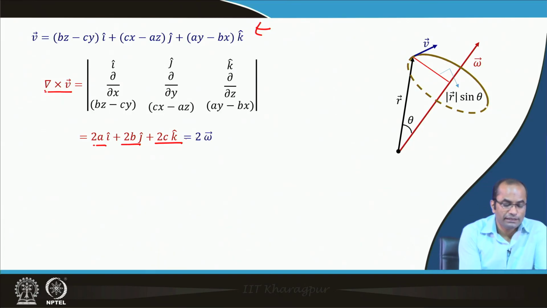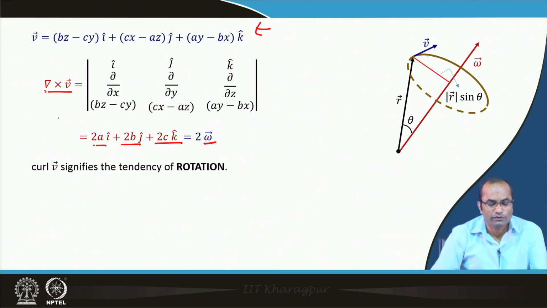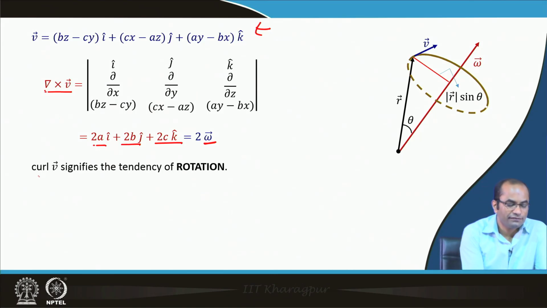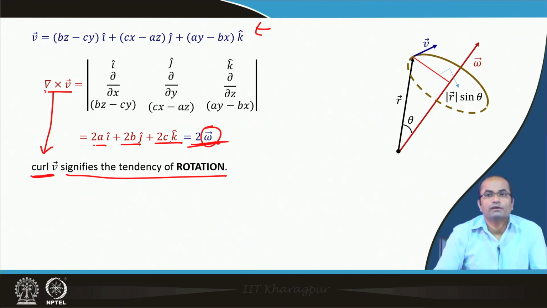So, what does that mean? That this is 2 times the omega. Here we have the curl v equal to 2 times this omega, which is the angular velocity. What it signifies is that the curl v is 2 times omega. It signifies the tendency of rotation, because this is nothing but 2 times the rotational velocity, the angular velocity of that particle or that body there.